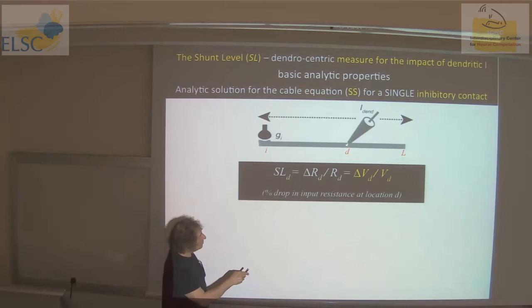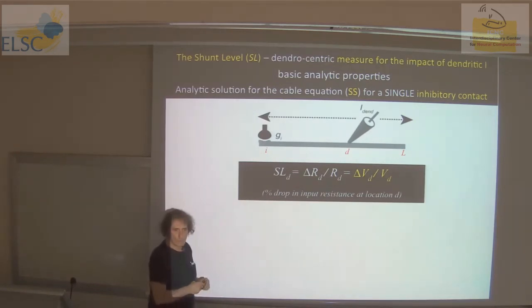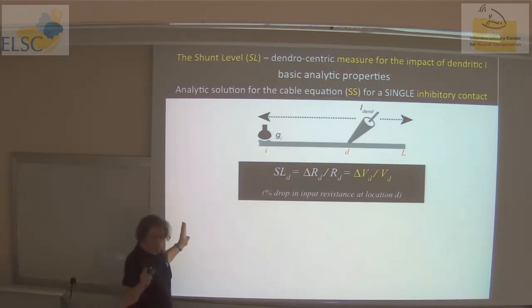Let's say that I measure input resistance here, which is 100 megaohm before activating the synapse. Now I activate this steady state shunt, and I measure input resistance here, which is now 80 megaohm. So I would say that the shunt level is the change in input resistance, which is 20 megaohm, divided by the original input resistance, which is 100 megaohm. So the shunt level will be 0.2. Okay, that's the definition of the shunt level.